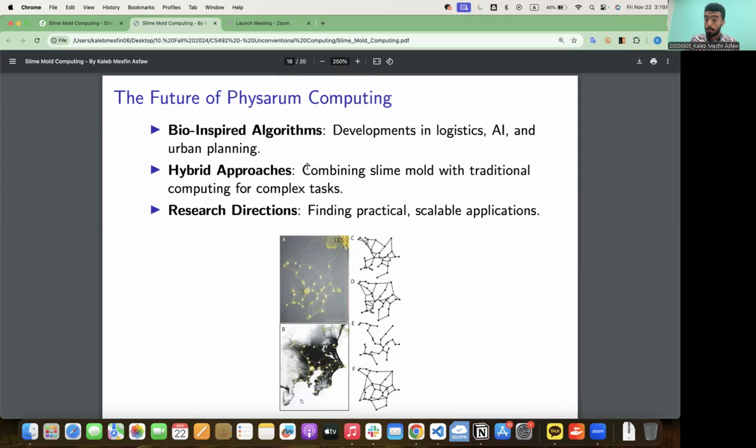We can also combine slime molds with conventional computing techniques for complex tasks, and this actually solves the scalability problem of slime mold computing.